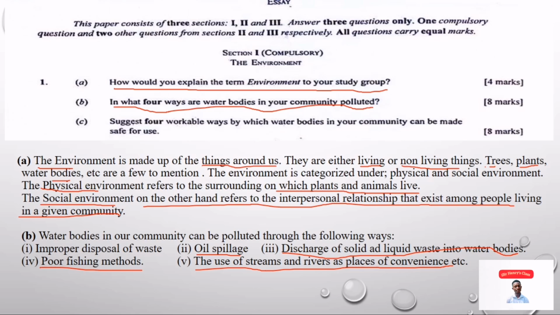So with the first one, improper disposal of waste, if you want to explain it, it's very simple. You can write that improper disposal of waste is the habit of people discharging solid and liquid waste into water bodies, which makes it impure for human use and destroys the quality of water bodies. Oil spillage is the practice where oil spills into our water bodies, probably when some fuel tanks have some leakages in them. It leads to the spill of oil, which depletes the quality of water bodies.